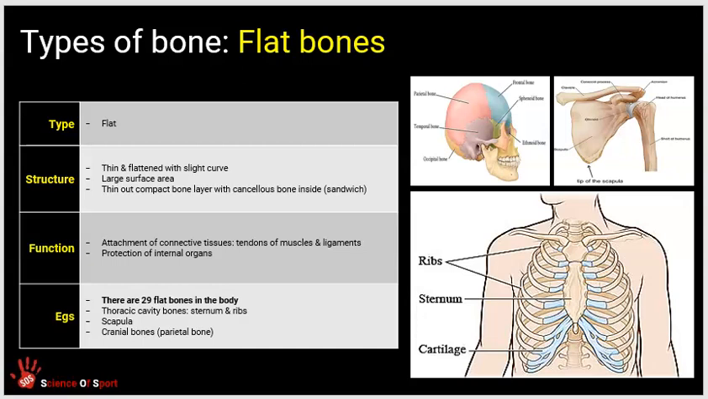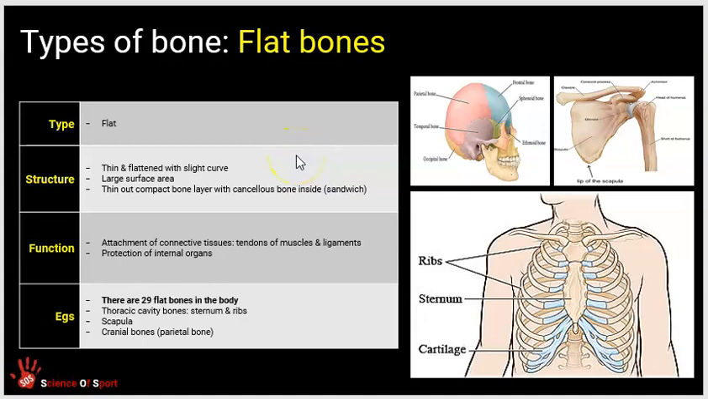So these are quite distinct. They're not necessarily flat as in a piece of paper on a table flat, but they are predominantly flat. So structurally thin and flattened with possibly a slight curve. You can see from some of the examples here: the scapula of the shoulder girdle, the flat bones of the cranium that are fused together, and the flat bone of the sternum in the front of the chest, the thoracic cavity here. They typically provide a large surface area.